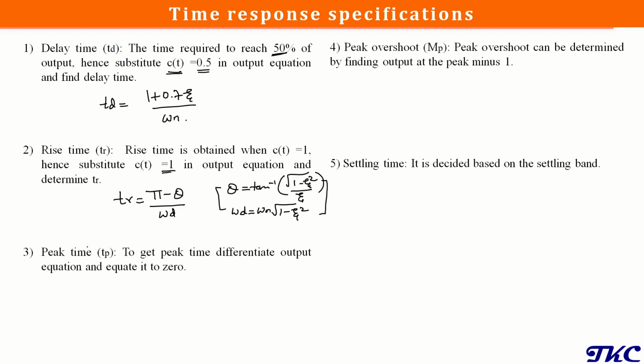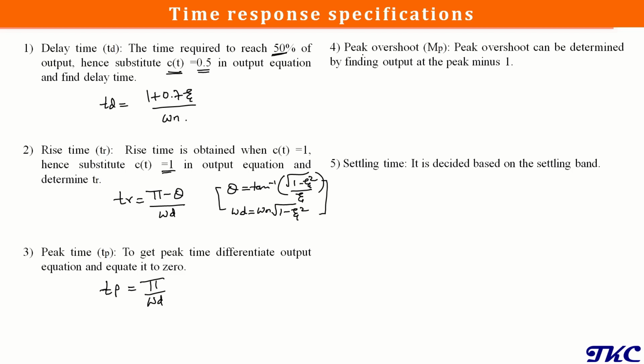Next parameter is peak time. So we can determine peak time from the output equation. As we know, the peak time is the time required for the system to reach the maximum peak, and that happens in the initial phase of the response. So in order to get the time to reach the maximum peak, we can use the output equation. What we need to do is differentiate it and equate it to 0. Based on that, we can determine the peak time, and that peak time is given by Tp is equal to pi by omega d. So we can use this formula to determine peak time.